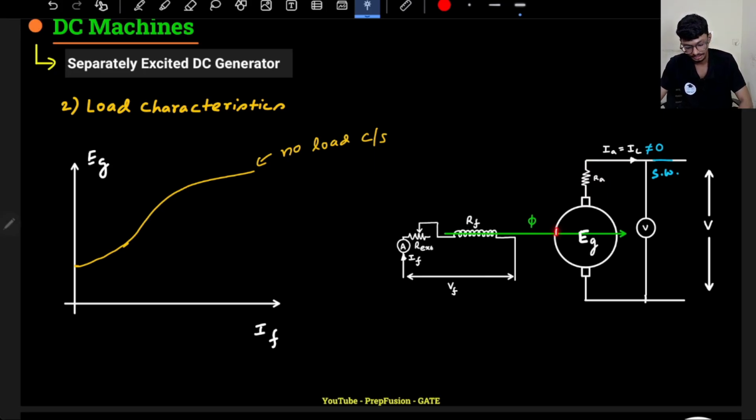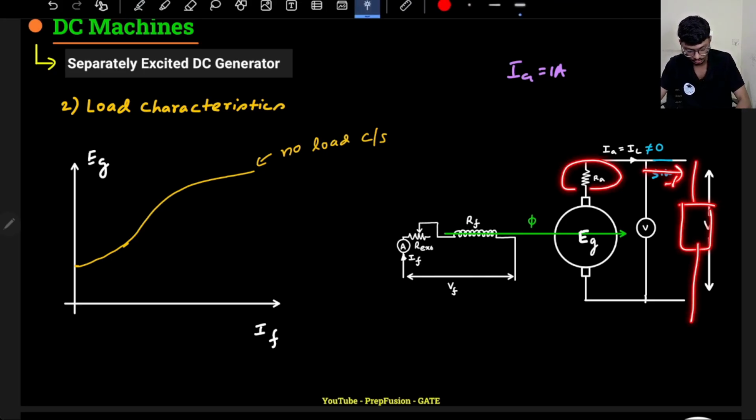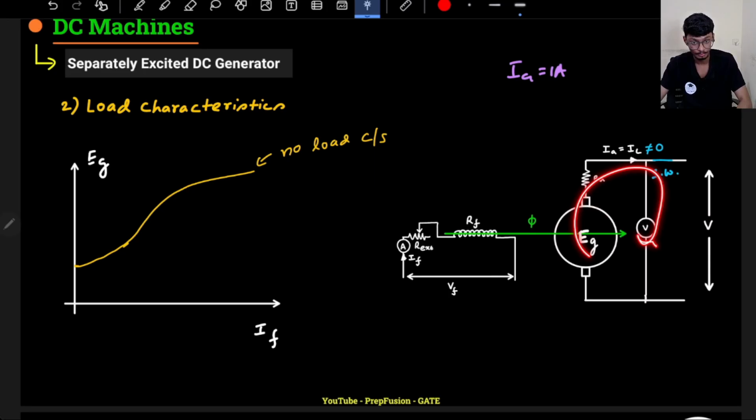Okay, so for me to supply any power, I have to overcome these two drops, right? Otherwise how will I be able to supply the power? Let me take a few examples. Let me take IA, armature current, equal to 1 ampere. If armature current is 1 ampere and there is some load connected here, it has to take 1 ampere of current. So first of all, there will be a drop here and a drop across the brush, then only I will be able to supply the 1 ampere current, because it has to generate enough voltage so that 1 ampere current flows, right?